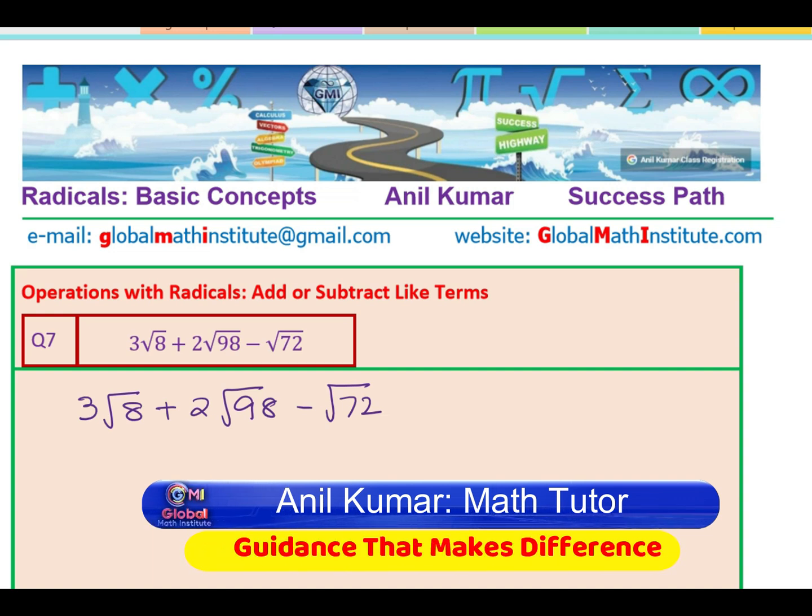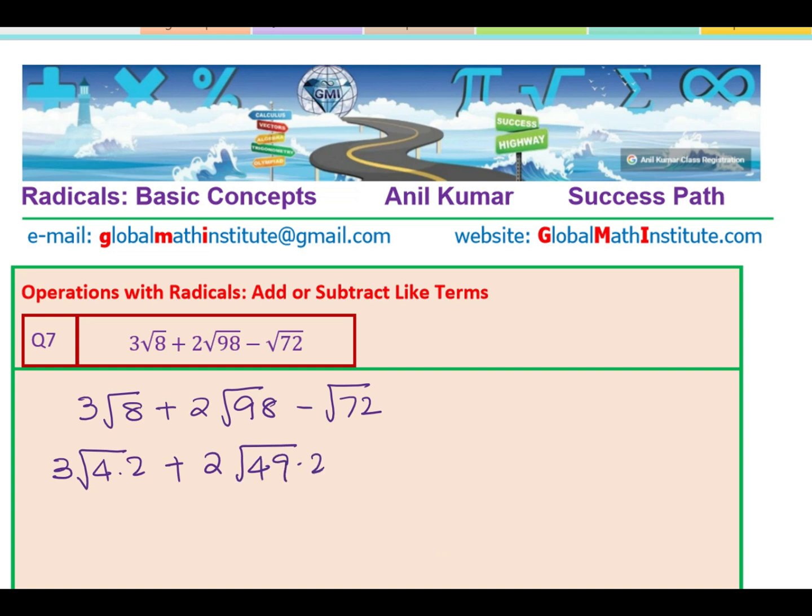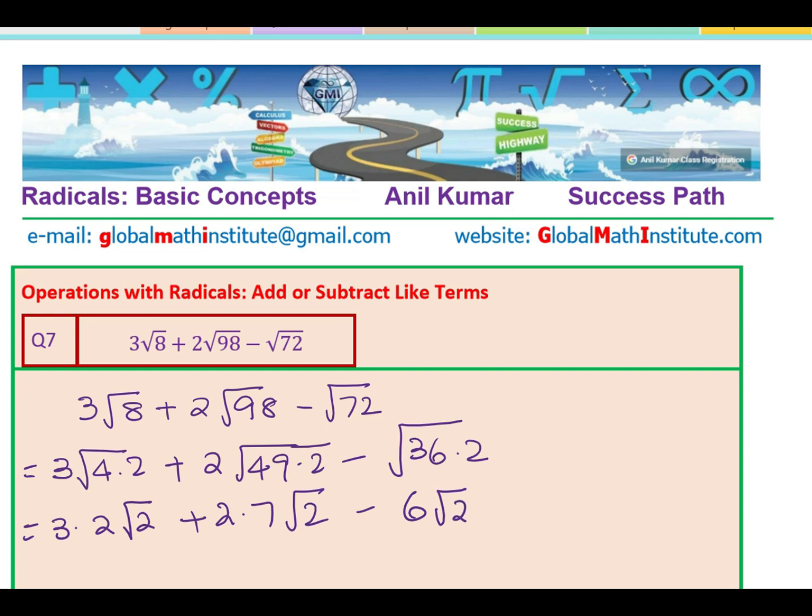Perfect, right? So 8 should be written as 4 times 2. Good practice, right? And 98 we already did, right? 49 times 2. 72 is 36 times 2, right? And therefore, we could now rewrite this as 3 times, this dot is times, right? Square root 2 plus 2 times 7 square root 2. So you see, square root 2 is common. That is why we can combine them.